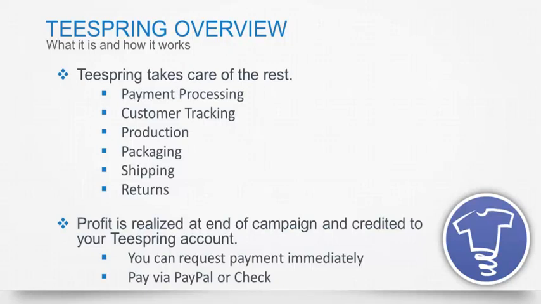Okay, so the profit is realized at the end of the campaign. After you've hit your goal number of shirts, Teespring will print them, and you will realize your profit. Typically, once the campaign has reached its goal, you'll receive your profit into your account within, say, 24 hours, and then from there you can request payment immediately.